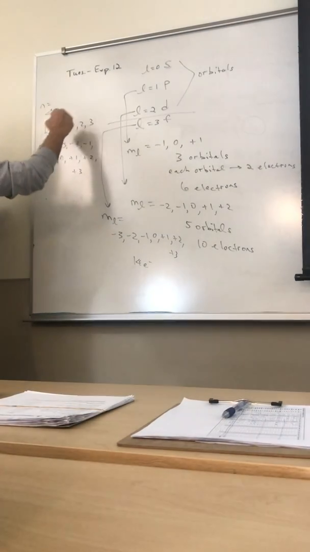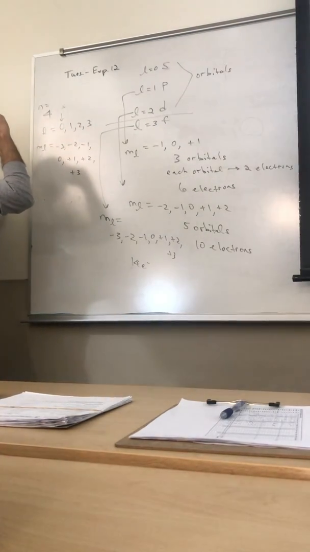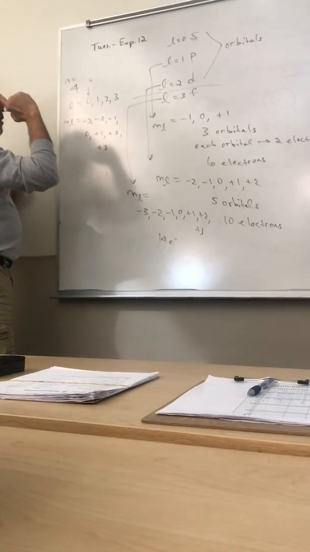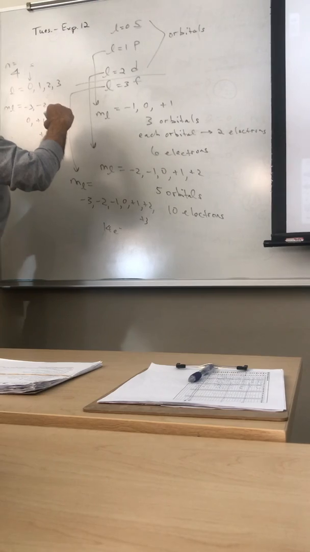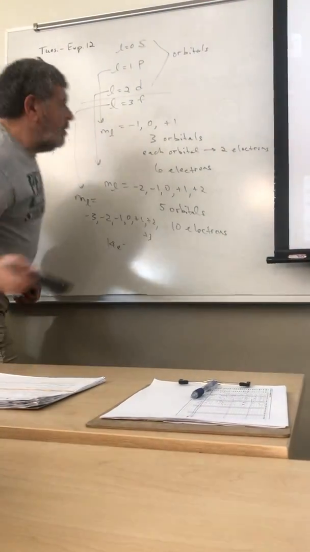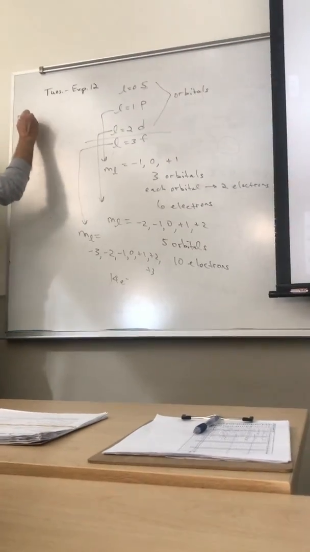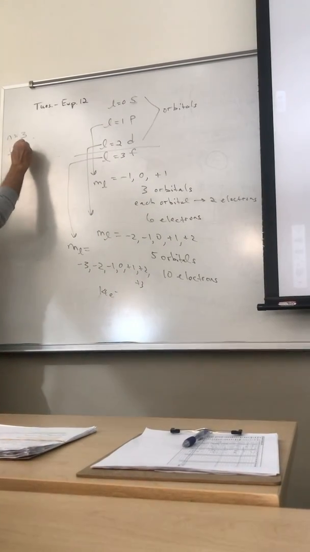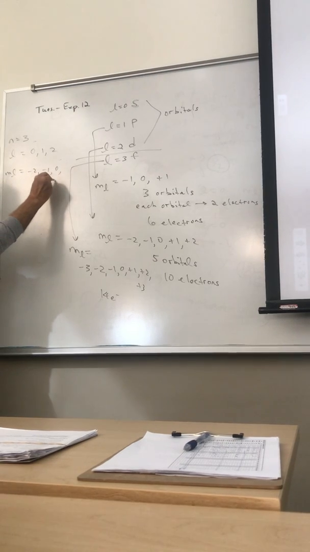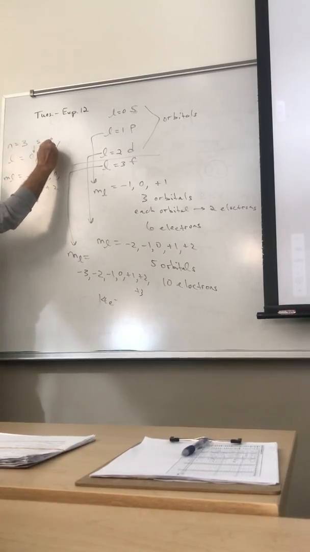So now I have, so this is the S. Wait a minute, hold on one second. n minus 1. Yeah, that's right. Oh yeah, but we're not going to do F. No, that's not what I wanted. Sorry, I want n equals 3, not n equals 4. So for n equals 3, L is what? 0, 1, and 2. And m sub L is -2, -1, 0, +1, and +2. So this is S, this is P, and this is D.